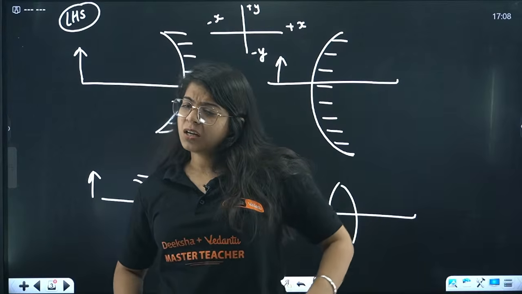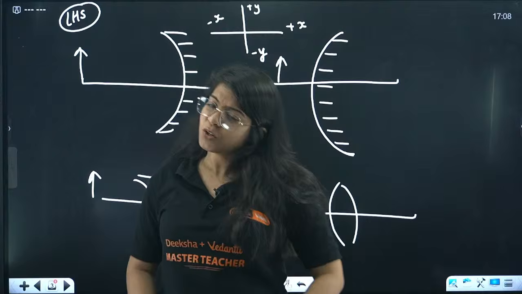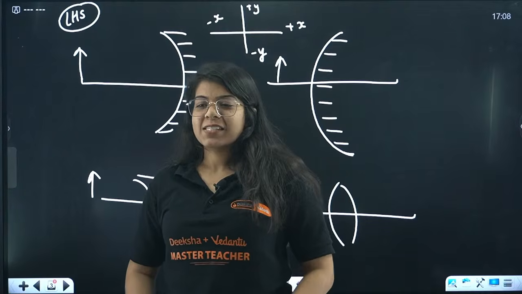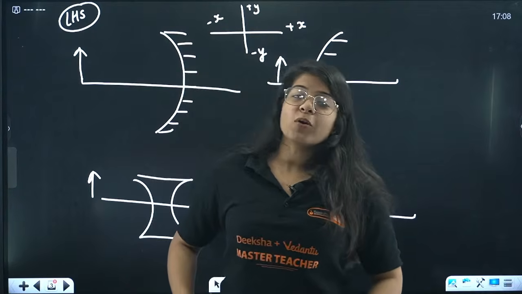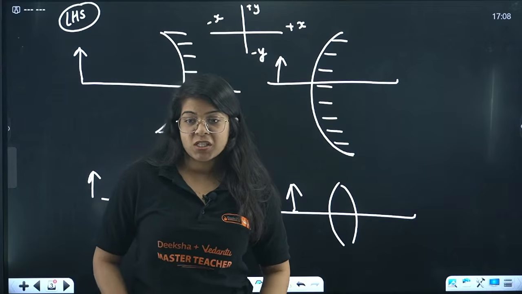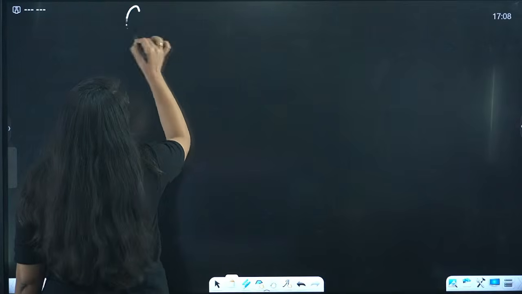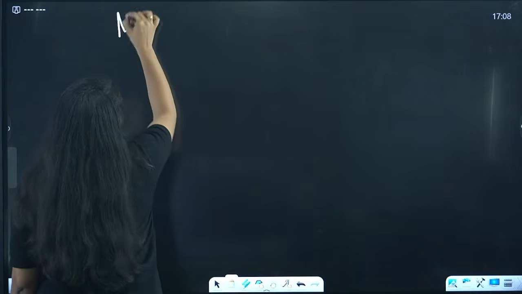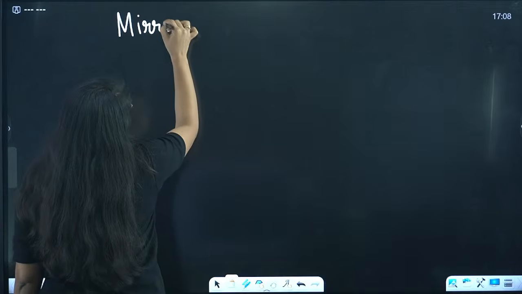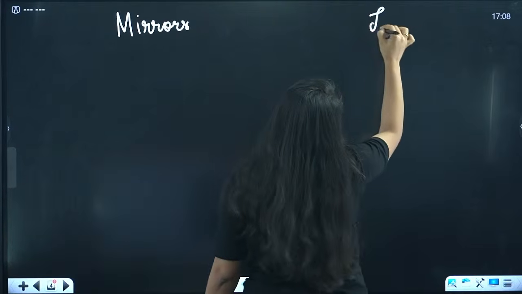Image above the principal axis is positive and below the principal axis is negative. Yes, great. Let's talk about image distance. Image distance above the principal axis, yes. Let's talk about positive and negative. Okay. We have mirrors and we have lenses.